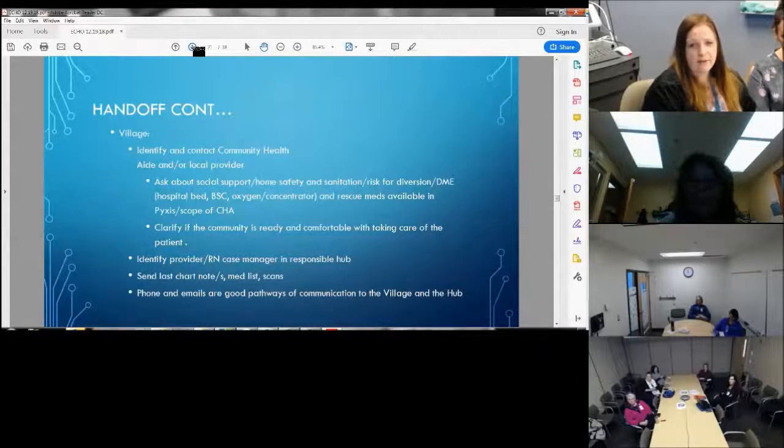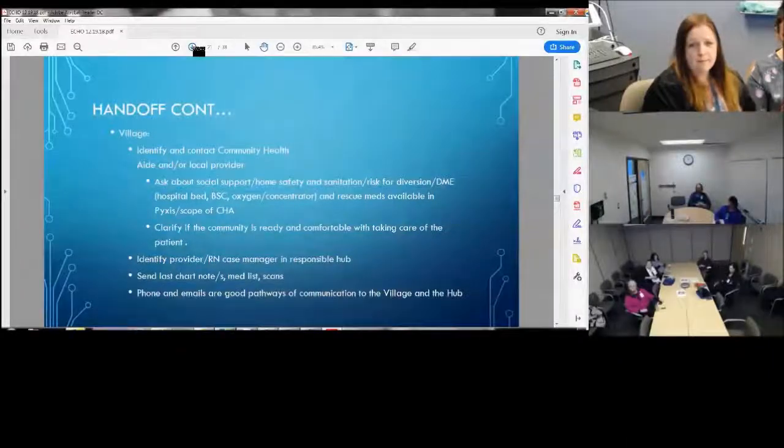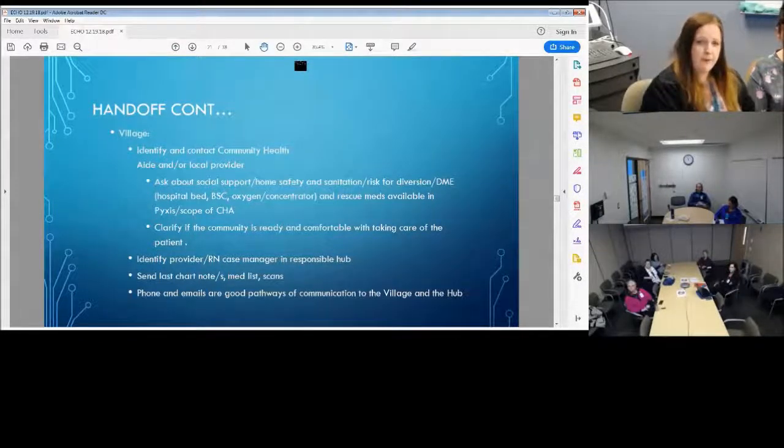And then again, clarifying that the community is ready and comfortable with taking care of this patient, and identifying, so usually there is a provider that's covering the village, so identifying who that provider is and who that RN case manager is responsible for that village, and making sure that all parties have those contact numbers. And then again, relaying the medical information of the last chart note, the medication list, any scans. Phone calls are the number one way of communication, and emails are a good pathway of communication as well.